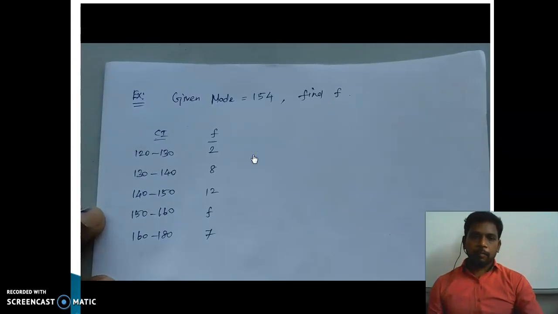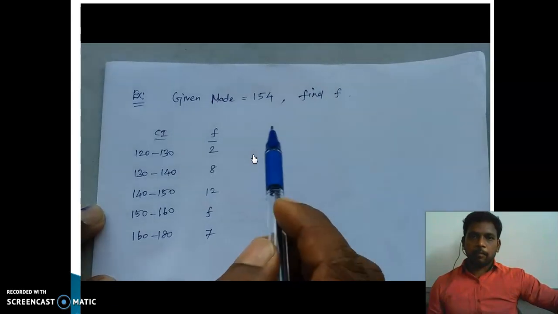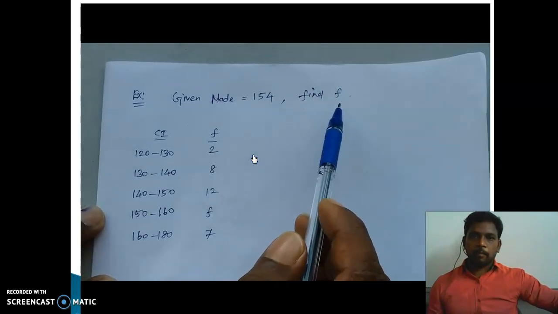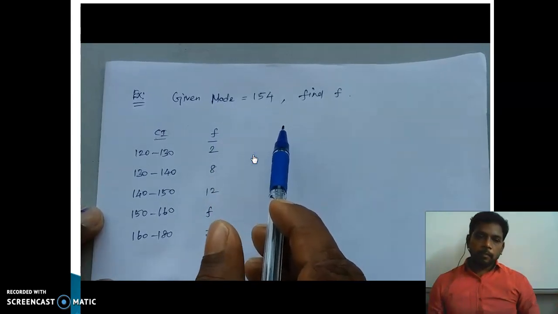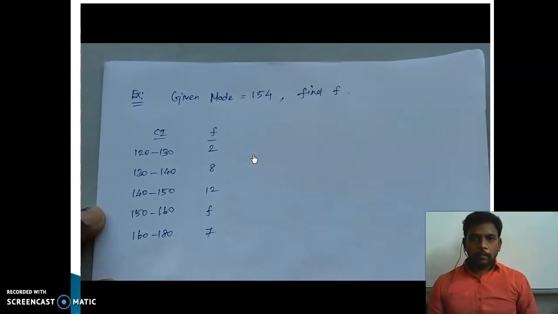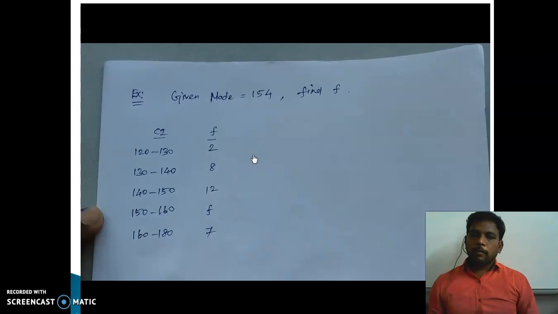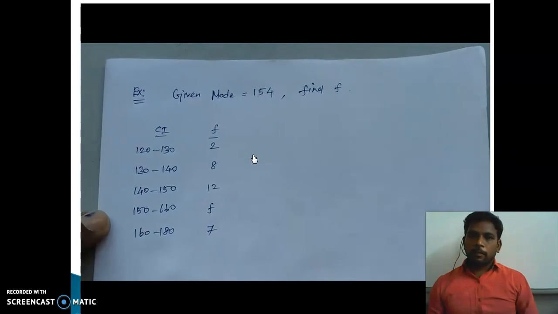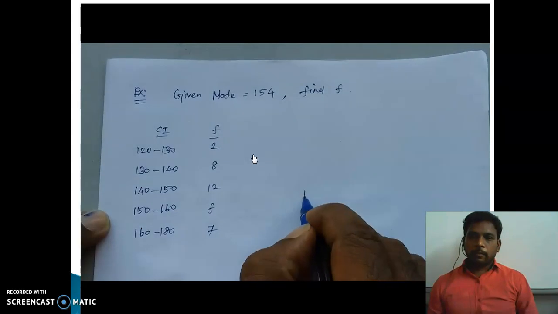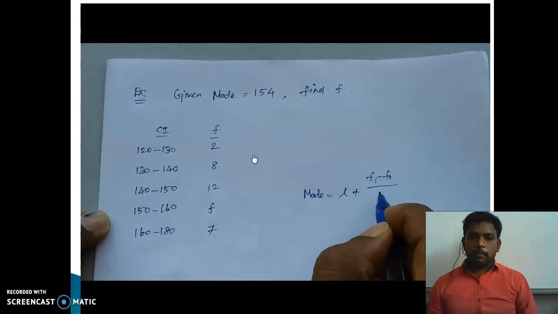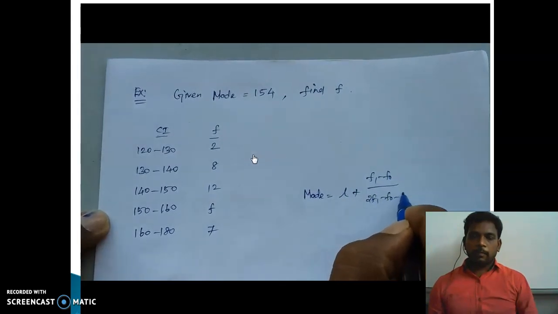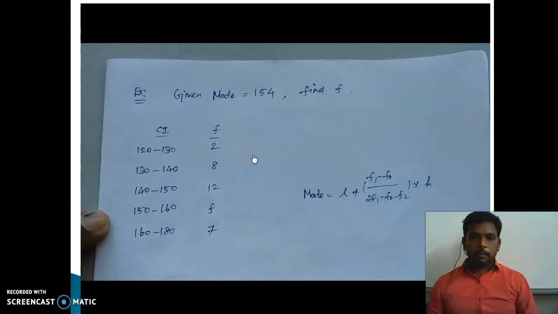Look at the example. Here what is given? The mode of the data is 154. We have to find the f value. Only one unknown value is involved here, so we are going to find it through the formula. In a continuous class interval, for finding mode, what is the formula? Mode equals L plus (f1 minus f0) divided by (2f1 minus f0 minus f2), into h. That is the formula for finding mode in the third type, that is continuous data.